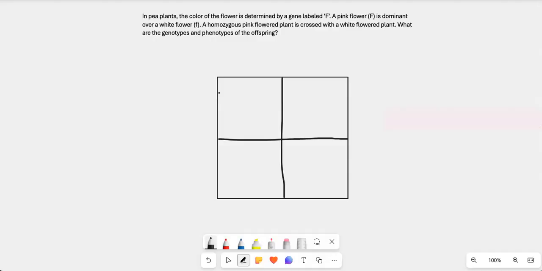in pea plants, the color of the flower is determined by a gene labeled F. A pink flower, big F, is dominant over a white flower, little f. A homozygous pink flowered plant is crossed with a white flowered plant. What are the genotypes and phenotypes of the offspring?